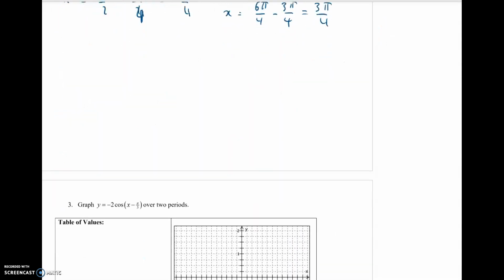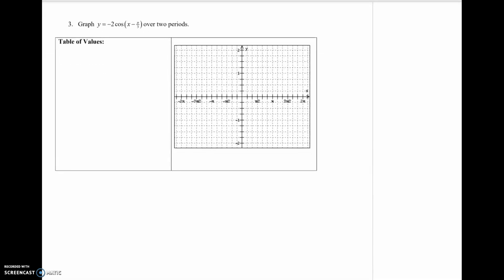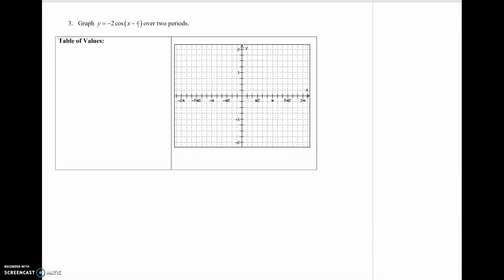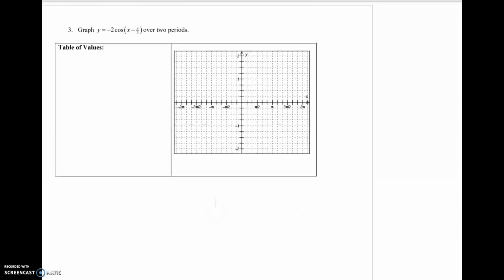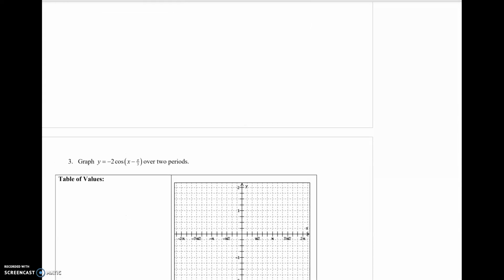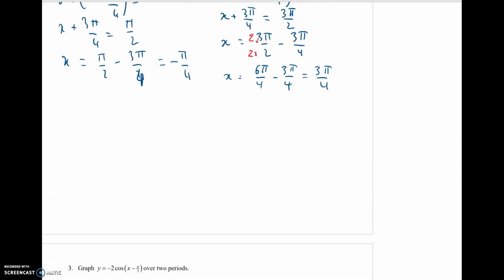Guys, I will let you finish problem number 3, which is minus 2 cosine x with minus pi/4. This is pretty simple. And you know what? I think I will try to do another video just because I think it's going to be helpful for you.